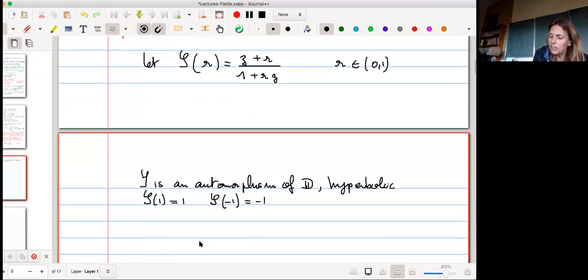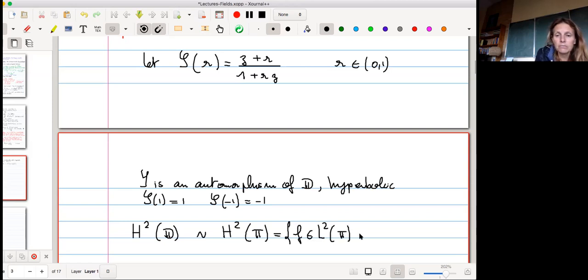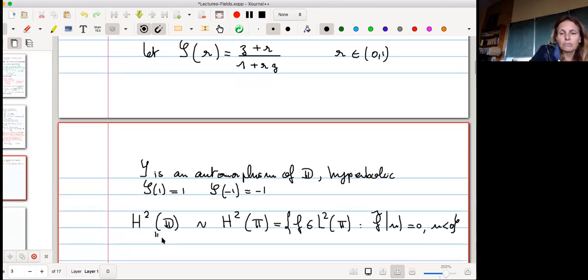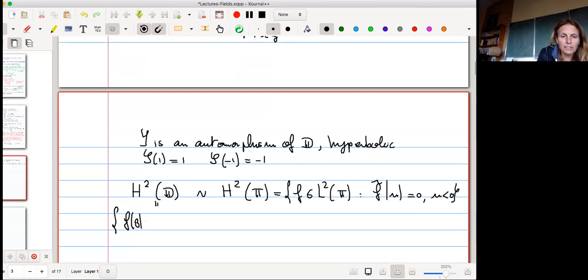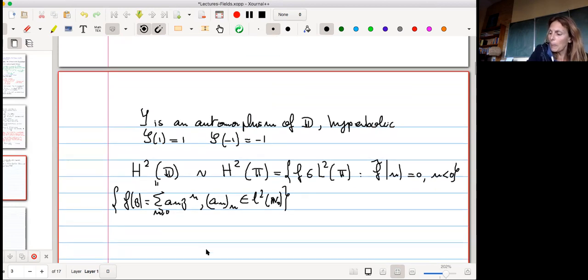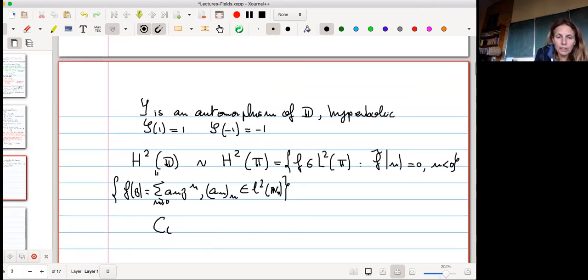And now we consider the composition operators defined on the Hardy space H2, which is isometric to H2 of the unit circle. And H2, just to remind you, is the set of sums of a_n z^n, where the a_n are in l2. And we look at the composition C phi_r defined on H2, taking values in H2.